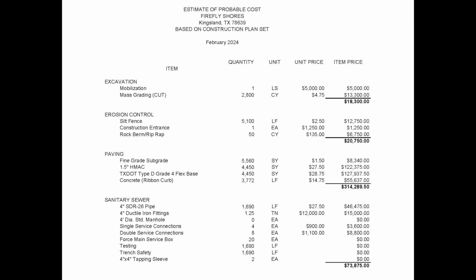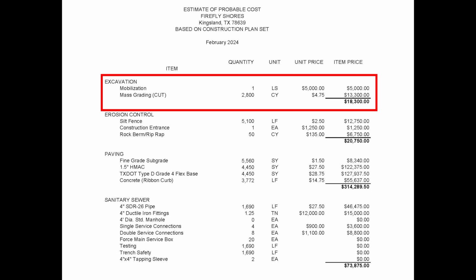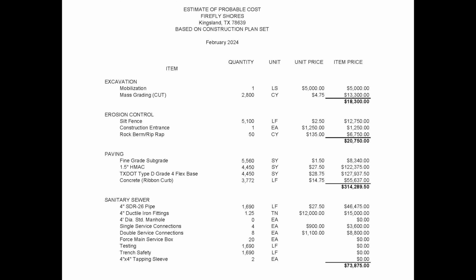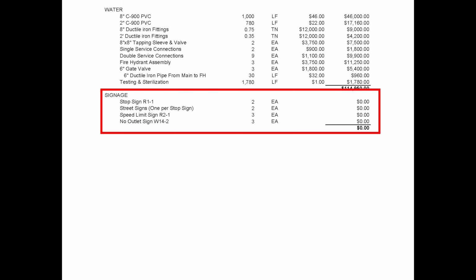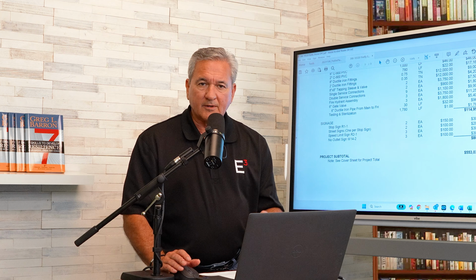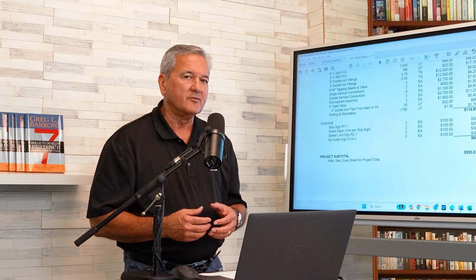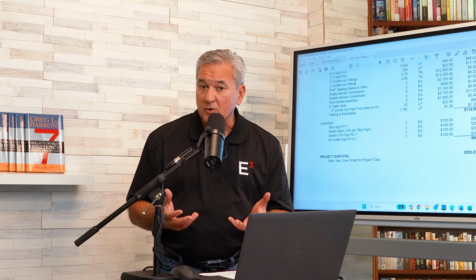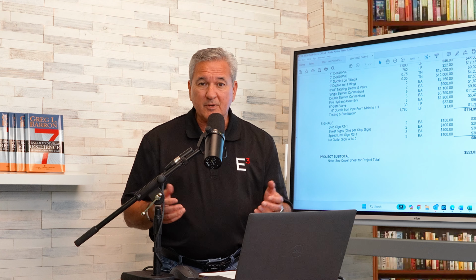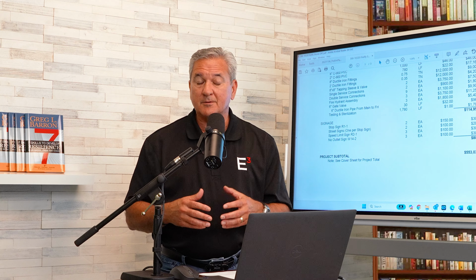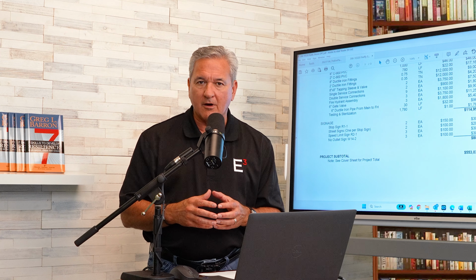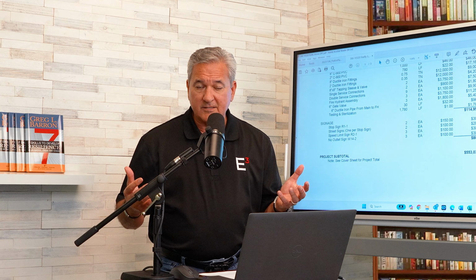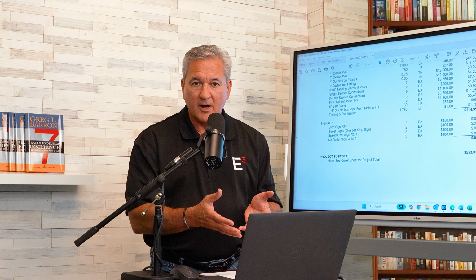But these should include items like excavation, erosion control, paving, sanitary sewer, water, signage, and then totaled out. There will be other costs as well that your engineer will be able to help you determine. They might be, you're in certain utility districts, permits, fees, those sort of things. Have them help you accumulate all those costs. We call them hard and soft costs that go into the project.